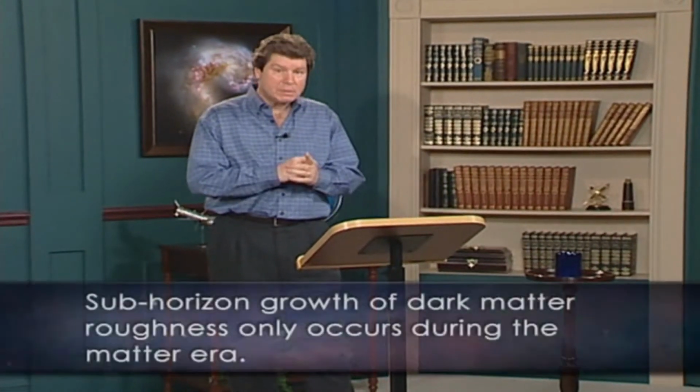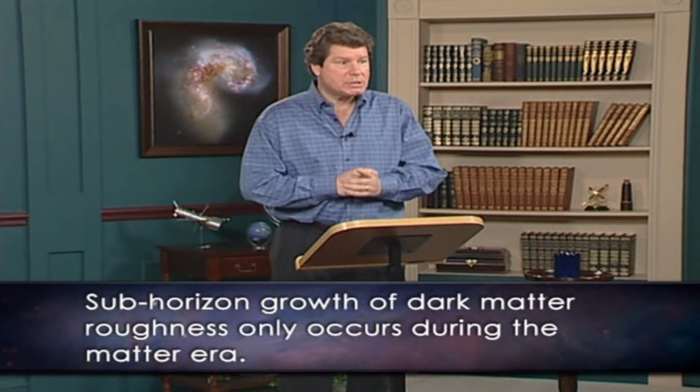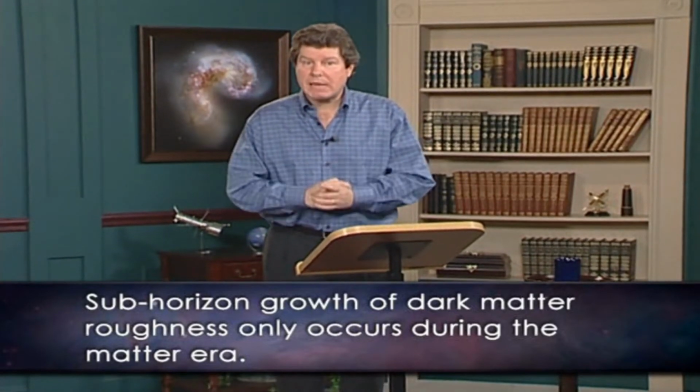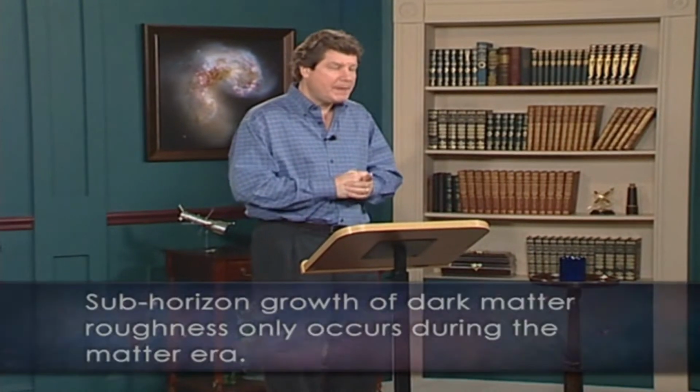Now remember from lecture 12 that the expansion during the radiation era, before 60,000 years, is more rapid and in a sense more potent. And this basically prevents the growth of sub-horizon roughness. We say the roughness gets frozen at whatever level it was when it entered the horizon. So, sub-horizon growth of dark matter roughness only occurs during the matter era, not during the radiation era. And this will turn out to be extremely important, so hold that thought. Because we have one more piece of prep work to do before we put all this together and understand how the universe got its lumps.